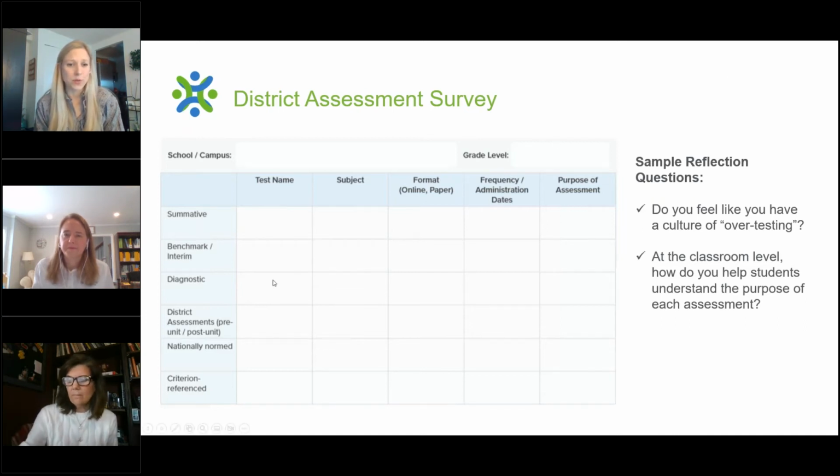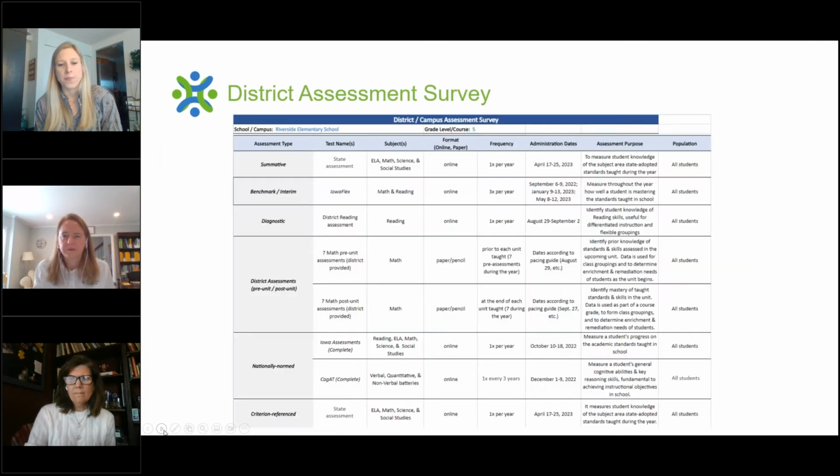Absolutely. So really, as Allison and Tina have talked about, this section is really to help you take stock of what assessments you're giving, in what grades, in what subjects, how you're administering them, when you are giving them, and what the purpose is. We did an example of what this district assessment could look like. So Allison, would you mind walking through, from a very high level, how we were thinking about completing this survey and how it would help a district or school leader really understand the entirety of an assessment program?